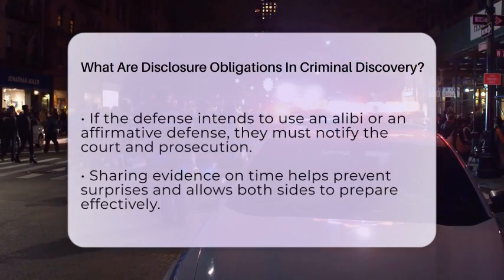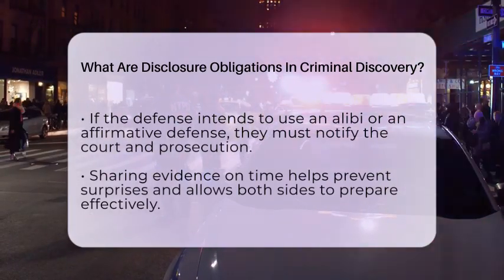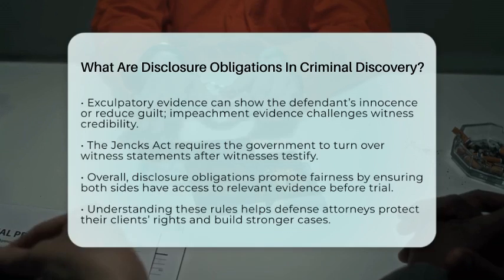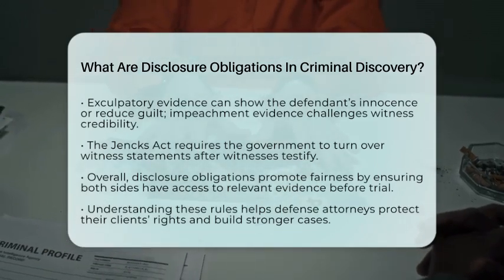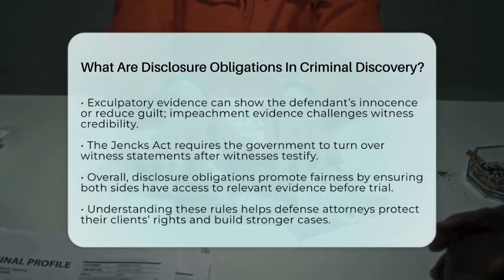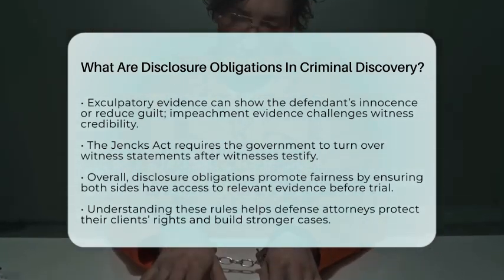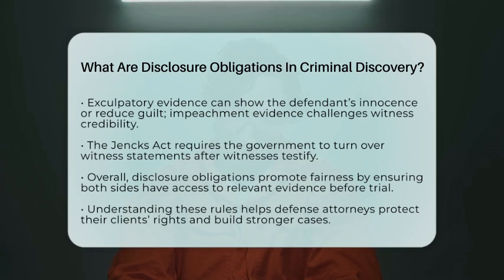Let's clarify some terms. Exculpatory evidence is proof that might show the defendant did not commit the crime or that their guilt should be lessened. Impeachment evidence is information that can challenge a witness's honesty or reliability. The Jenks Act requires the government to turn over witness statements after those witnesses testify. Federal Rule 16 guides what evidence both sides must share.